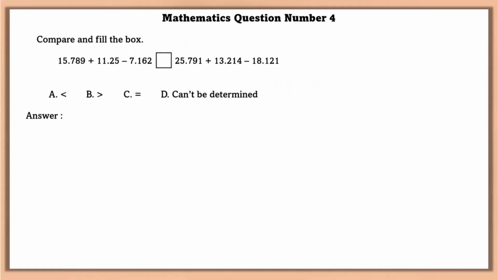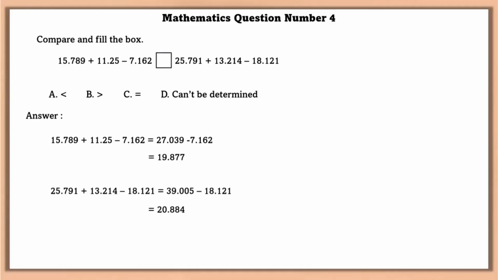Mathematics question number 4. Compare and fill the box. First we're going to solve the left hand side, that is 19.877, and the right hand side, that is 20.884. As we can see here, the left hand side is less than the right hand side.